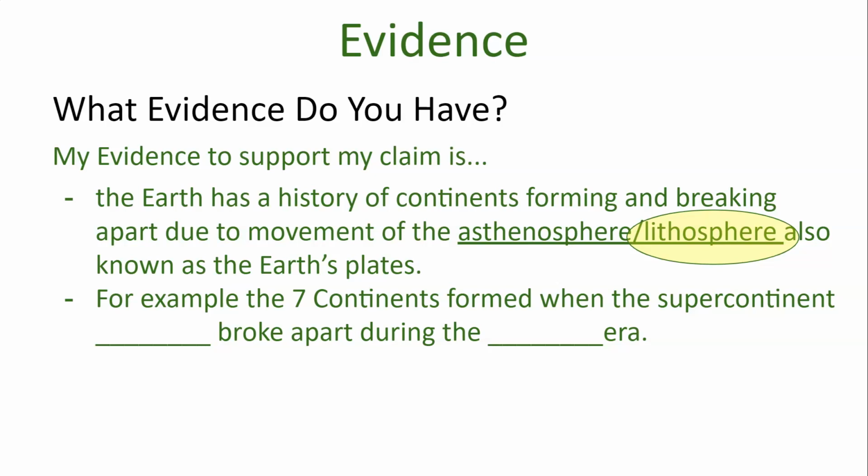So for example, the 7 continents formed when the supercontinent blank broke apart during the blank era. So what was the supercontinent called that broke apart to form the 7 continents? That's right, it's Pangaea. And this occurred during the Mesozoic era, the same time that we had the dinosaurs.